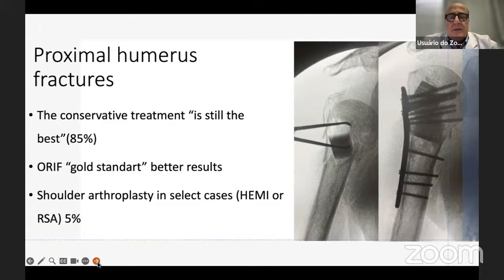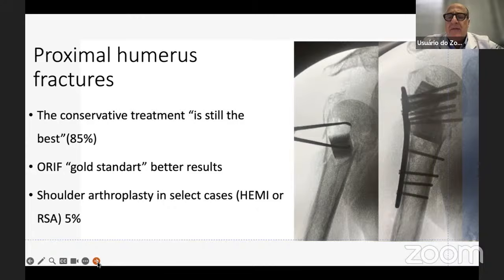As we know, proximal humeral fractures are very frequent in daily practice. It's a common disease. And we all know that conservative treatment is still the best. The majority of these situations are treated without surgery, and the patients do very well. The surgical treatment, the ORIF, is today the gold standard for this kind of situation and gives, as you all know, the better results.